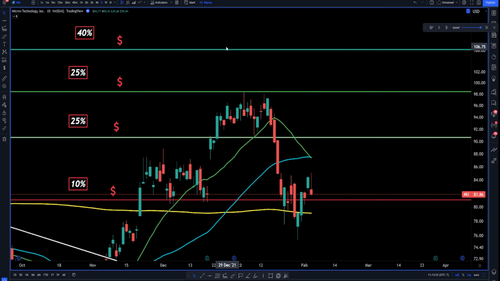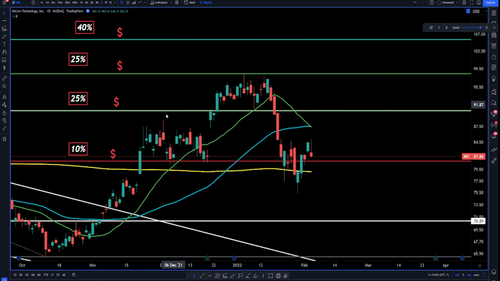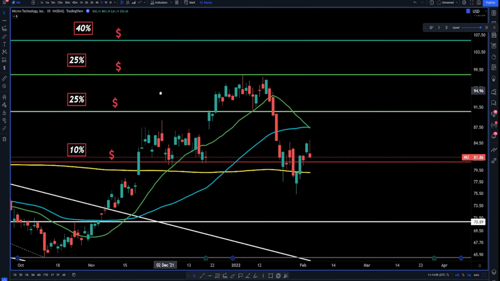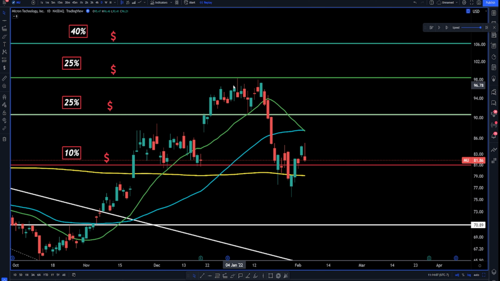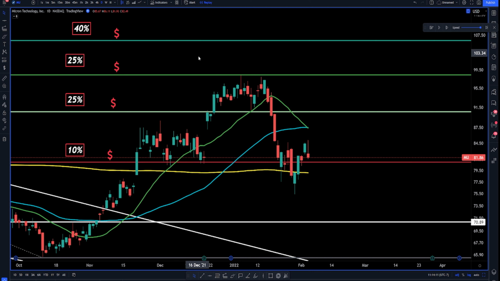But what you saw is we didn't actually make it up to this next level. We only came into contact with this green line here, and we got rejected off of that price. This price was around $98.48. So what does that mean? You were able to sell 10%, 25%, 60% of your position, traded perfectly how you expected it. The last 40% that you wanted to be a little bit more aggressive on, it didn't end up working out.